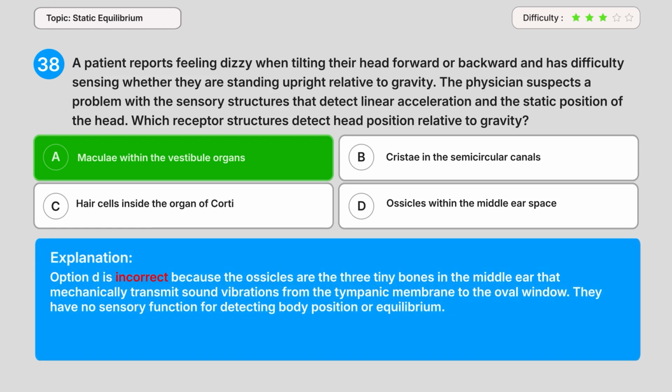Option D is incorrect because the ossicles are the three tiny bones in the middle ear that mechanically transmit sound vibrations from the tympanic membrane to the oval window. They have no sensory function for detecting body position or equilibrium.